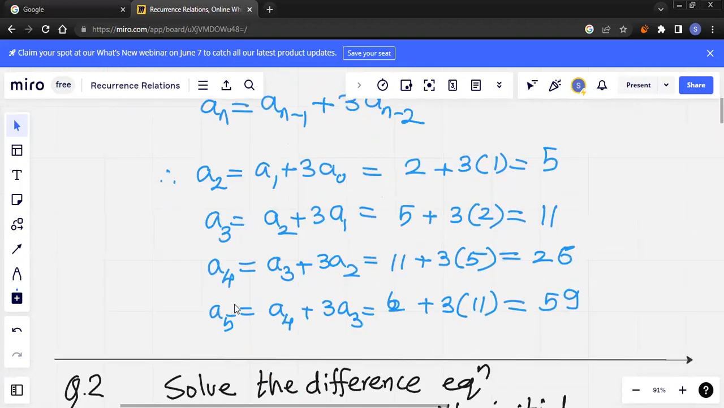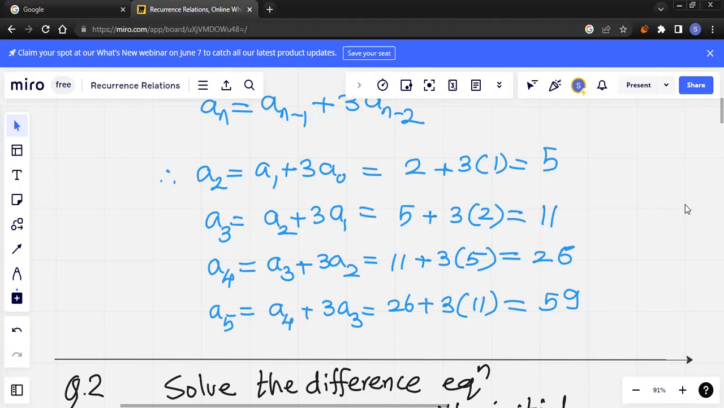The fourth term is a_4 equal to a_3 plus thrice a_2. Put the values, the answer is 26. And similarly, you put n equal to 5, it becomes a_5 equal to a_4 plus thrice a_3, equal to 26 plus thrice 11, equal to 59. So in this way we have got our first 6 terms.